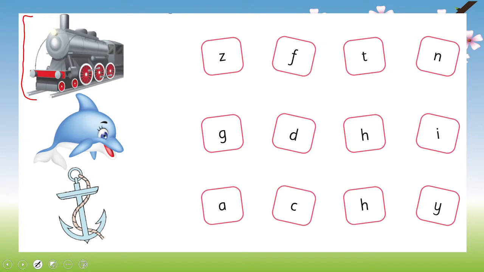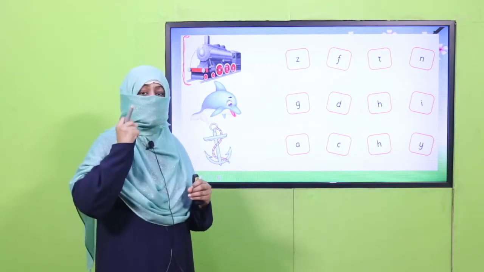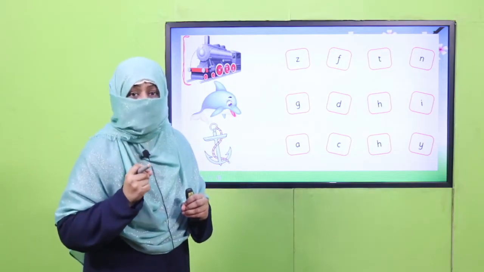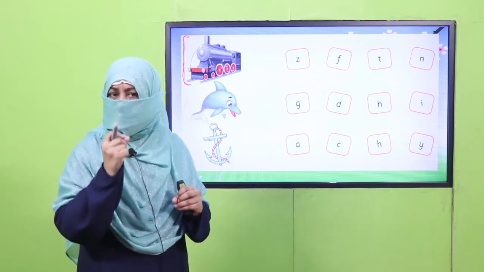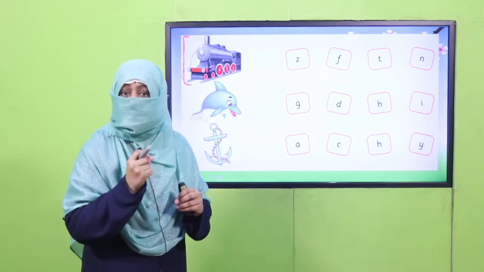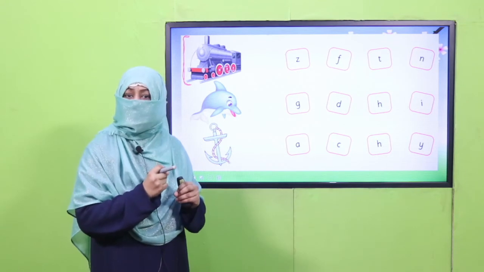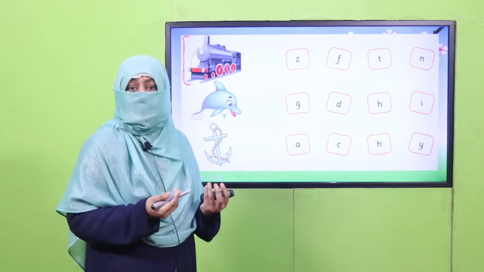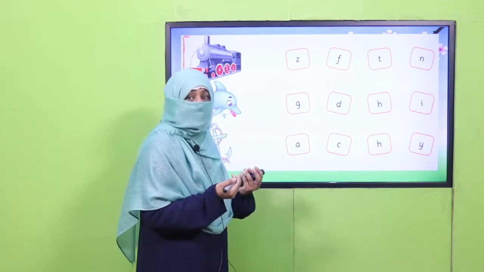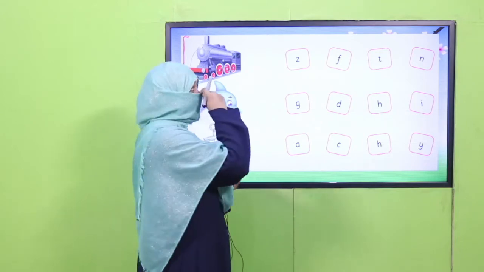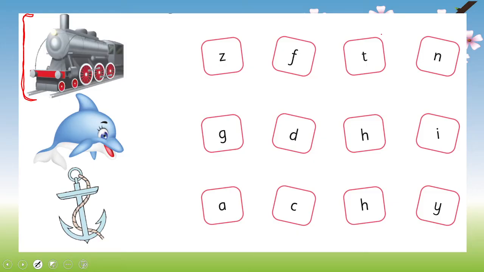All right, so train. Say the word train. Train. Now say it in a way that you are listening to yourself very clearly. Train. Which letter, which sound are you hearing first? T, t. And which letter sounds like this? T. Which letter sounds like this? It's letter T. Very good. Where is letter T? That's yours. So you got the correct answer.